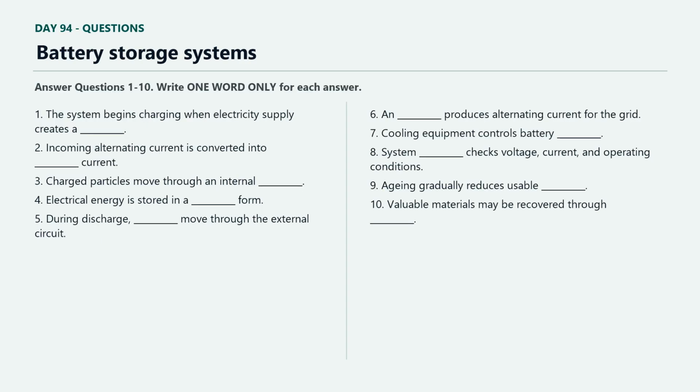Today's lecture explains how a grid-connected battery storage system receives, stores, and returns electrical energy. We will examine the path through the equipment, the processes inside the cells, and the controls required for reliable operation.